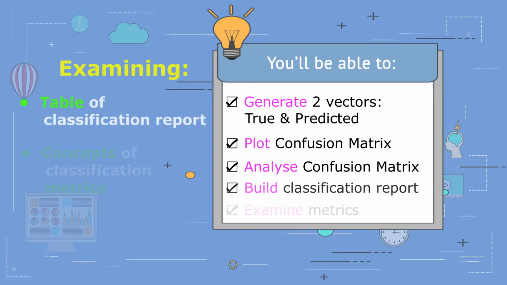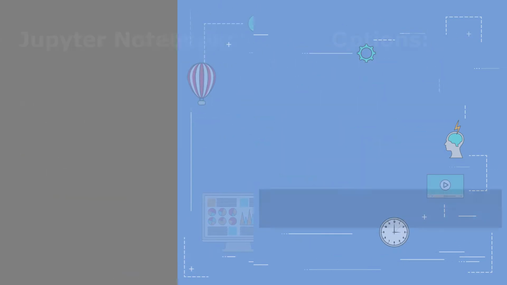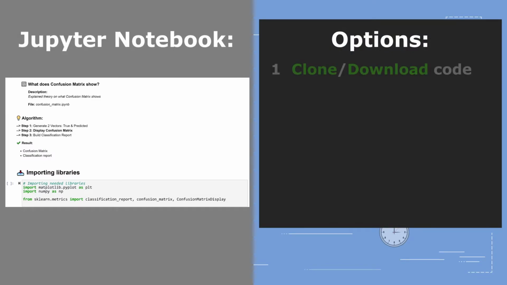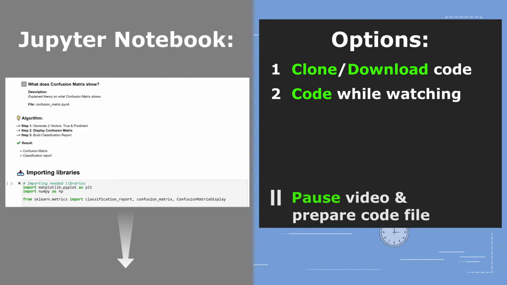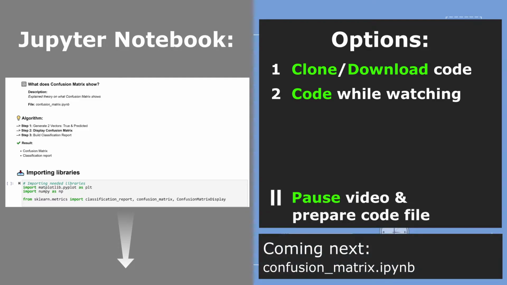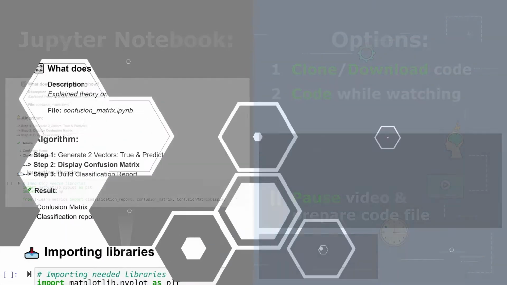Build classification report and examine different classification metrics. Let's begin. Here are two options: clone or download the code file, or simply code while watching. Find the link in the description. Pause video and come back when you are ready. We will code in Jupyter Notebook. Let's jump to the programming environment.